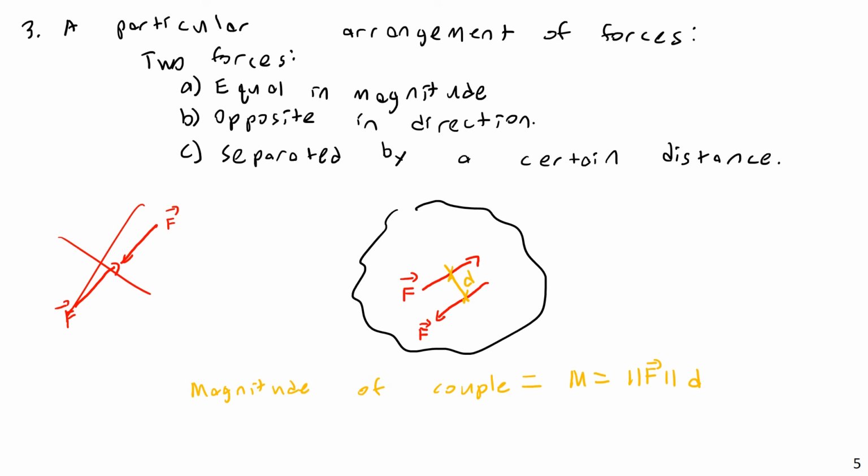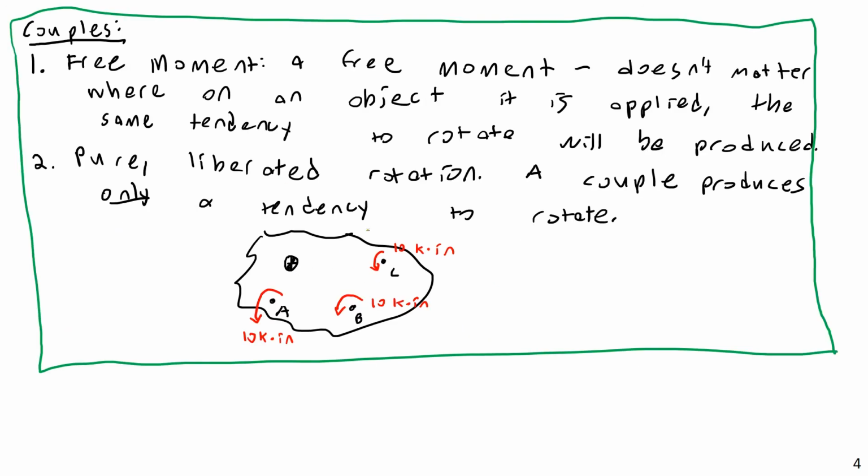It is a liberated moment, or a liberated rotation, a pure rotation. When you apply it to a body, it doesn't matter where you apply it, it will produce the same tendency to rotate regardless of where on that object you apply it. And it's produced fundamentally by having 2 forces that are equal in magnitude, opposite in direction, and separated by a certain distance. You need all 3 if you're creating couples by the direct application of forces, but if you do that, you'll get a very particular and special case of moment, and that is a couple.